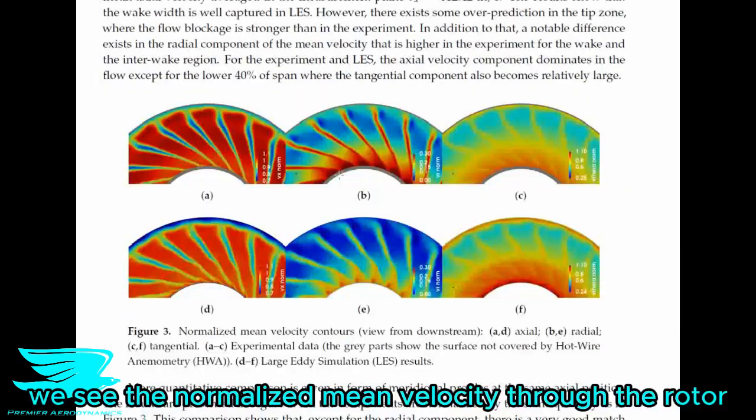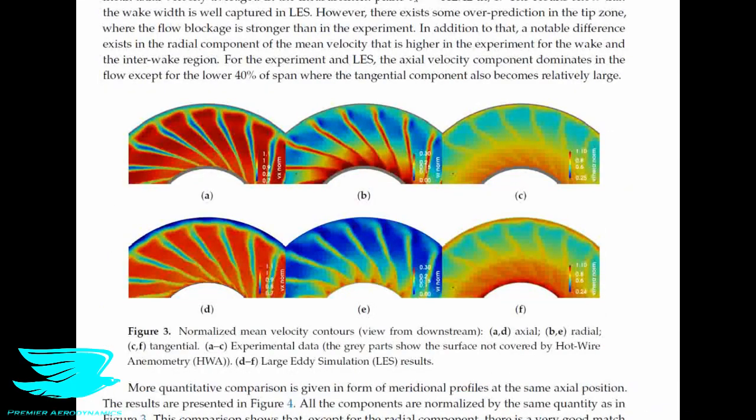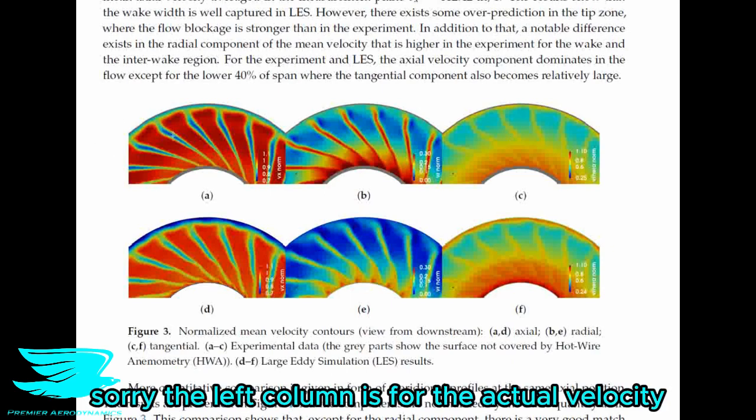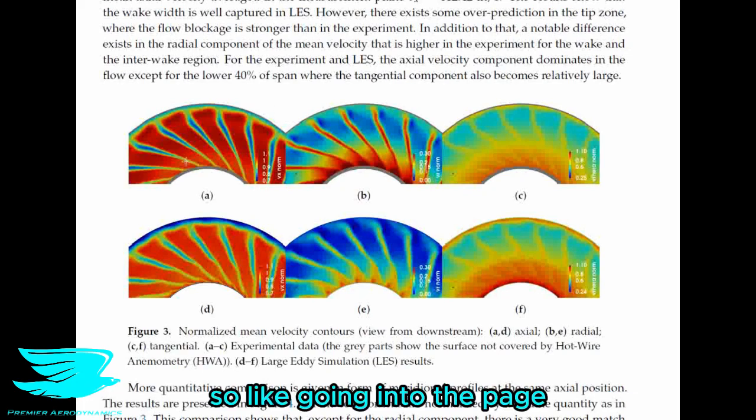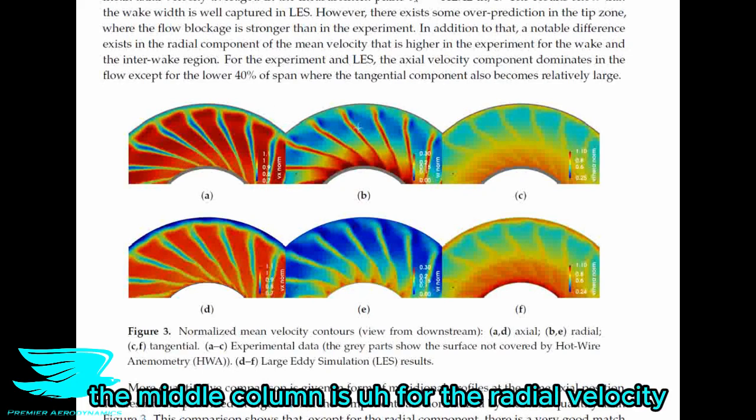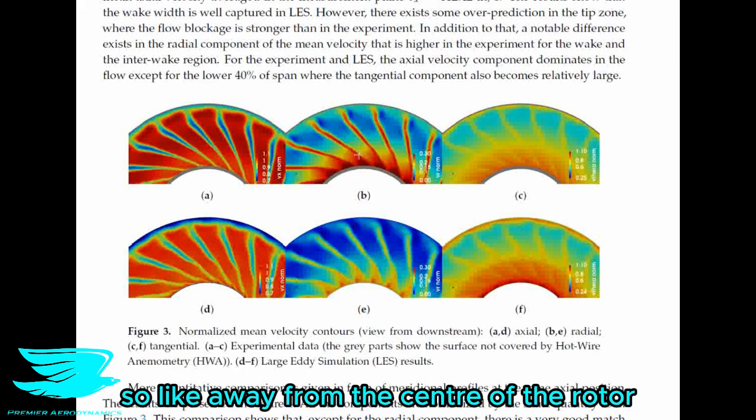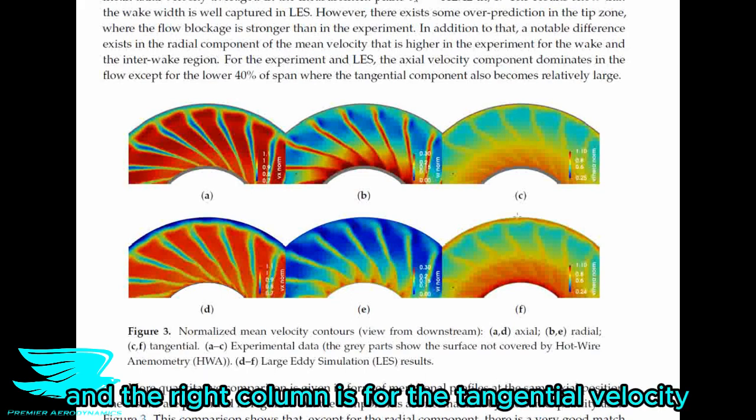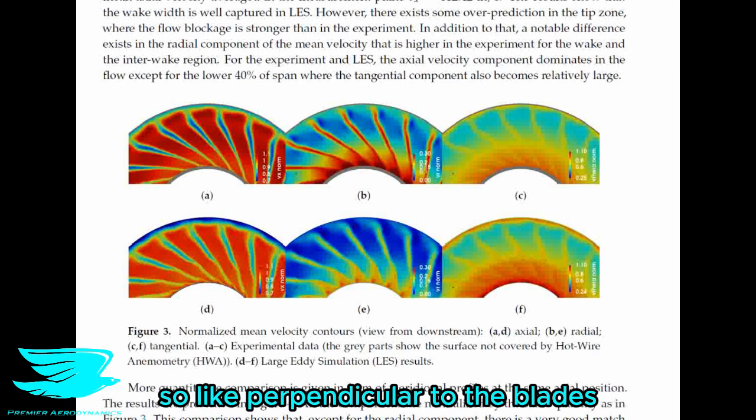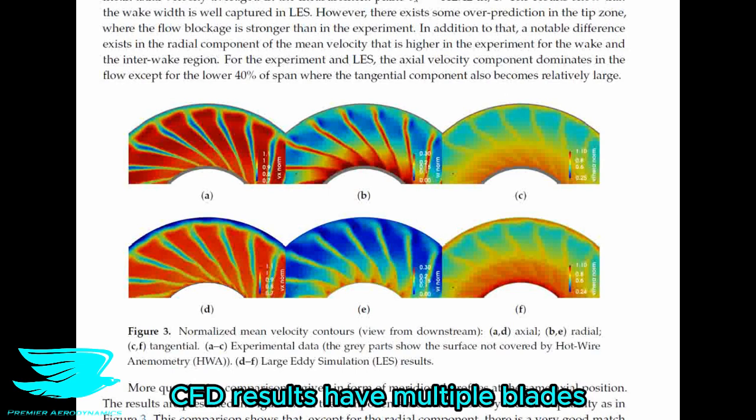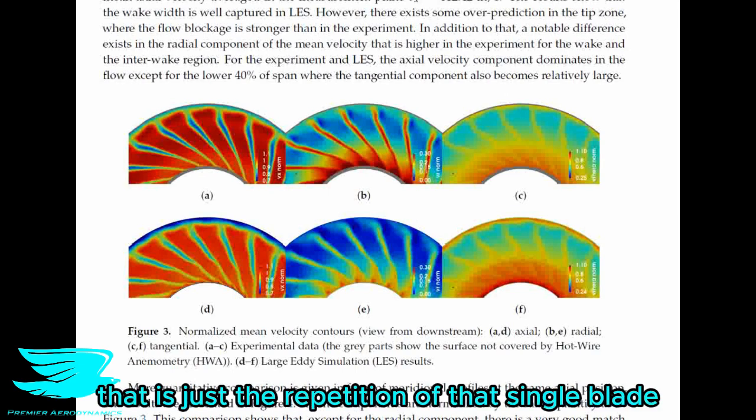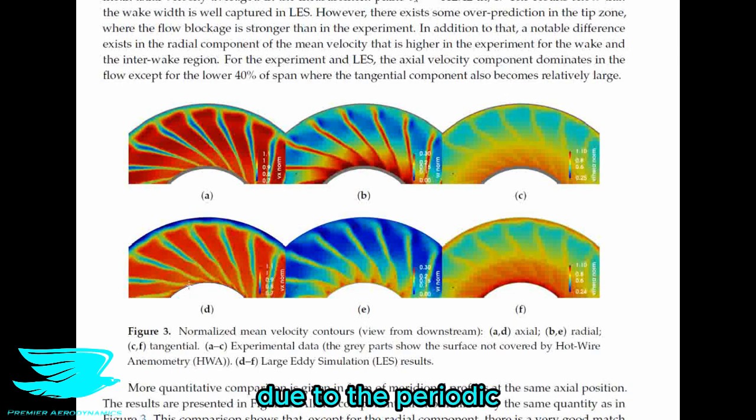So in figure 3, we see the normalized mean velocity through the rotor. The top row is for the experiment, so this row here, and the left column is for the axial velocity, so like going into the page. The middle column is for the radial velocity, so like away from the center of the rotor, and the right column is for the tangential velocity, so like perpendicular to the blades. The bottom row is for the CFD, and you might be wondering why the CFD results have multiple blades when there is only one blade simulated. That is just the repetition of that single blade due to the periodic boundary condition they placed on the side walls of the domain encompassing the single blade.